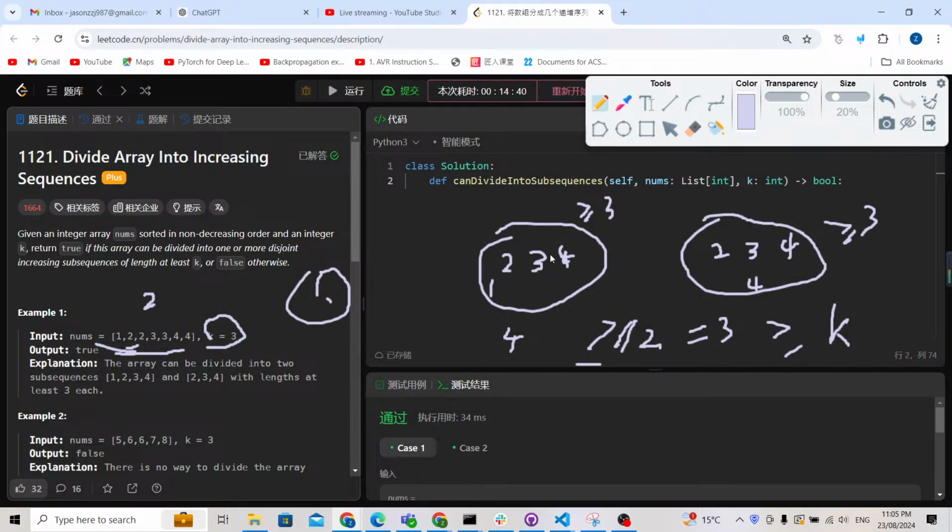So first of all, we're going to prepare the duplicate parts. So the duplicate part, like 2, 3, 4, and 2, 3, 4. So what's left behind is only 1. Or we can use the total idea.